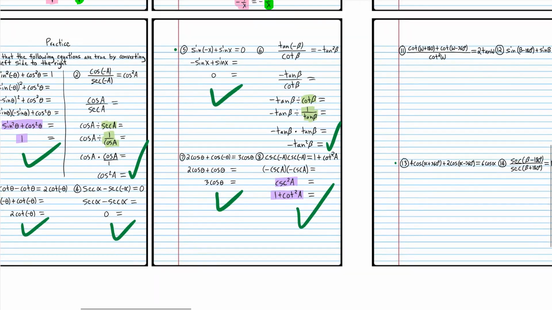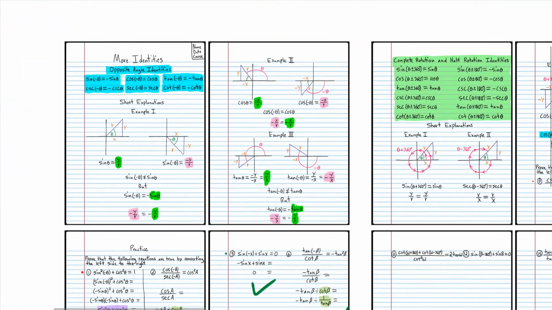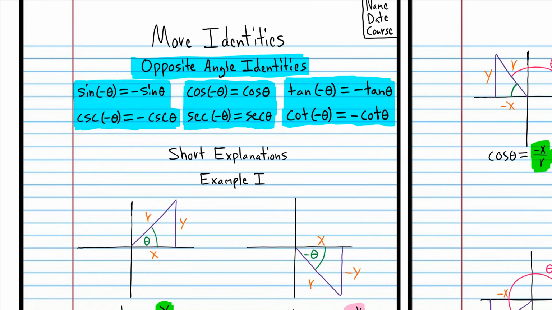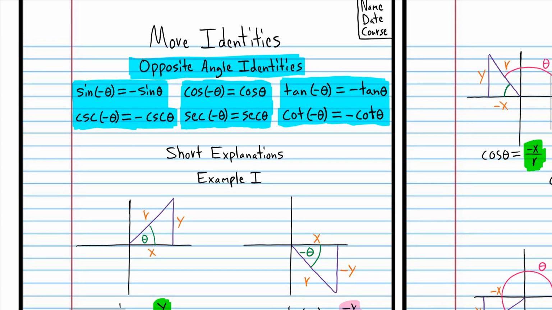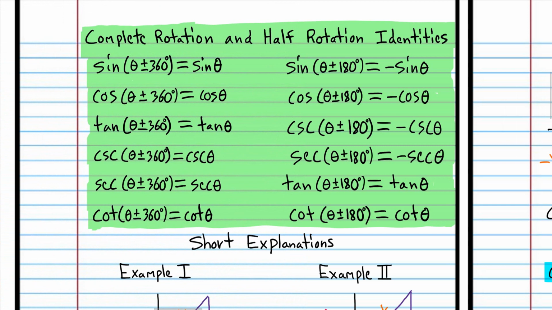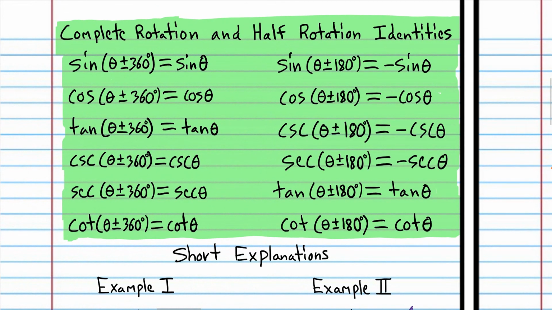Okay, so those were the opposite angle identities. The reason we left these identities towards the end of the course is that, again, they're not used nearly as often as the previous identities that we learned. So now we're going to learn complete rotation angle identities and half rotation angle identities.